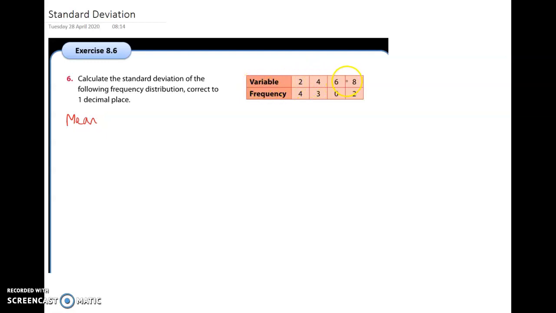So when you have a frequency table, you've got a value and how often it appears: 4 times, another value and how many times it appears, 3 times, and so forth. So a value and a frequency. So 2 appears 4 times. And 4 appears 3 times. And 6 appears no times. Now, I could just choose not to write anything, but I'm just going to write that in for the moment. And lastly, 8 appears twice.